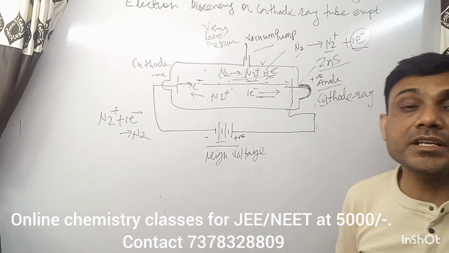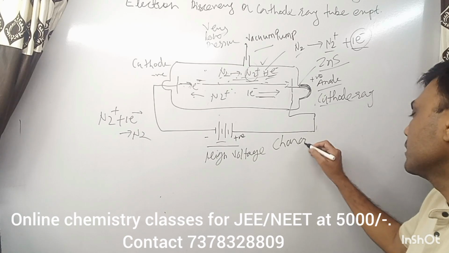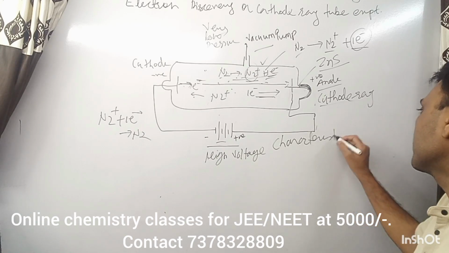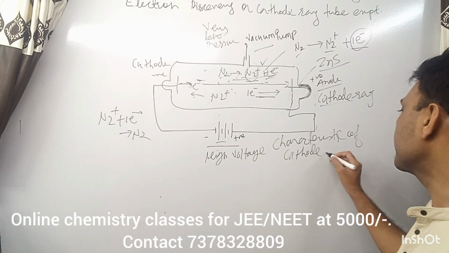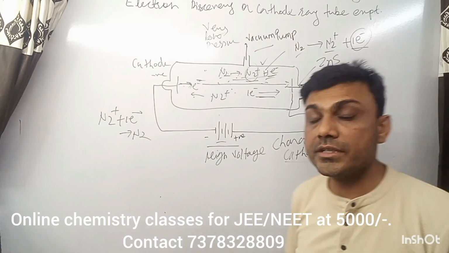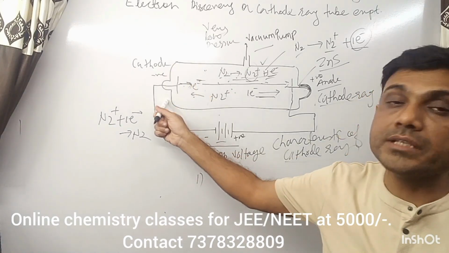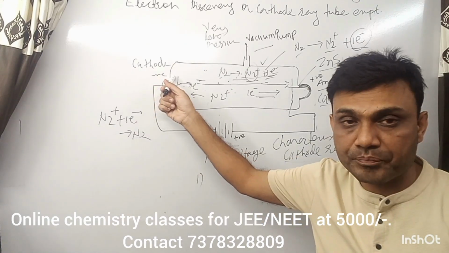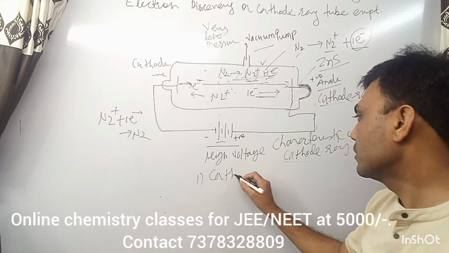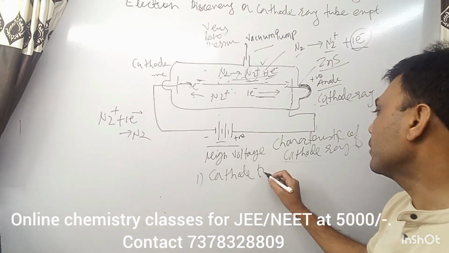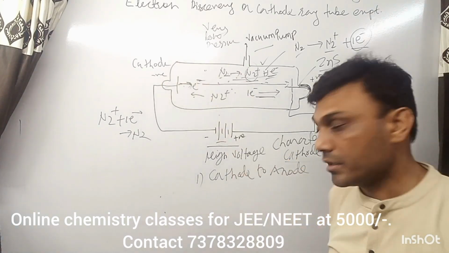There are some characteristics of this experiment. Now what are the characteristics of the cathode ray? First characteristic: cathode rays are emitting from the cathode and moving to the anode. That means from cathode to anode. This is the first characteristic of the cathode ray.